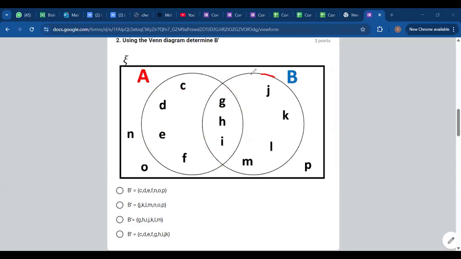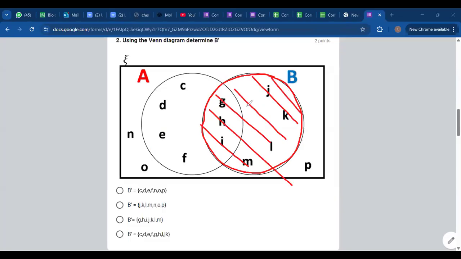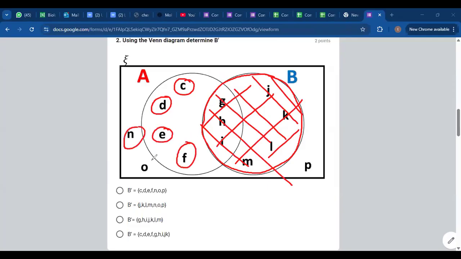For B complement, we do the same thing. We look for set B. All of this is B, but we do not include B. So all of this we do not include. If we do not include this, that means we include everything else. So C, D, E, F, N, O, and P. Which one is that? The first one. Very good.